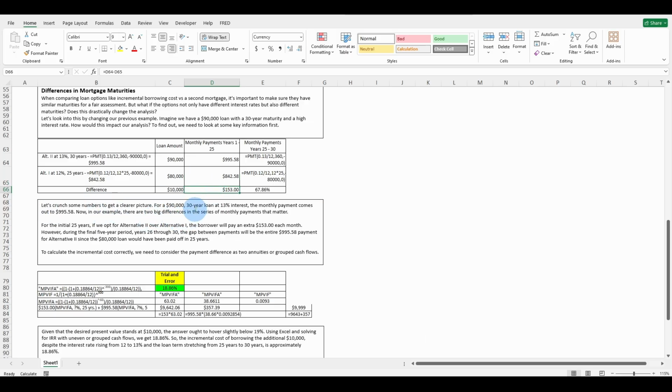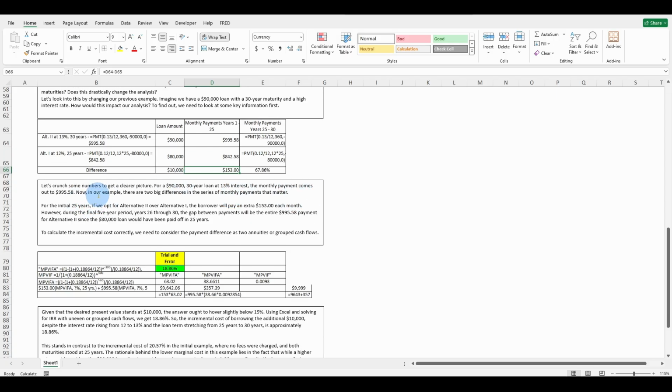For a 90% 30-year loan at 13%, the monthly payment comes out to $995. Now, in our example, there are two big differences in the series of monthly payments that matter. For the initial 25 years, if we opt for alternative 2 over alternative 1, the borrower will pay an extra $153 each month. However, during the final 5 years, years 26 through 30, the difference in payments will be the entire $995 payment for alternative 2, since the $80,000 loan alone would have been paid off in 25 years.